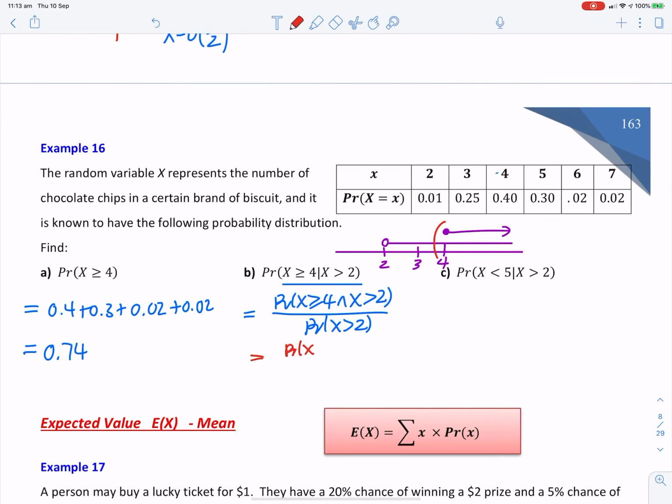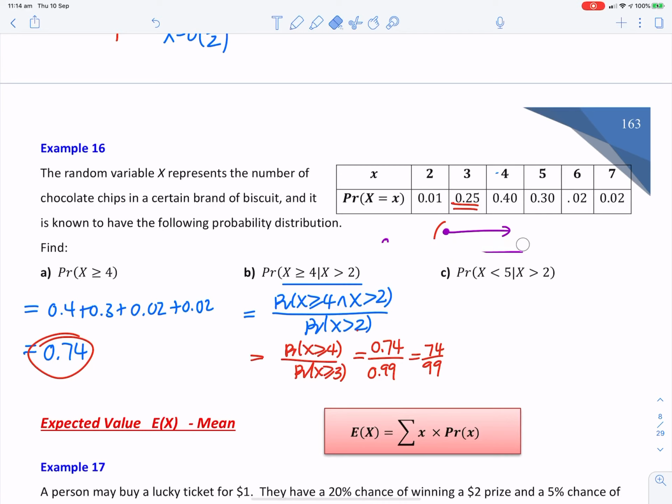For x is greater than or equal to 4, greater than 2, we can say is the probability that x is greater than or equal to 3. Greater than or equal to 4, we know, is 0.74 from here. Greater than or equal to 3, we just add on 0.25, so we get 0.99. So we get 74 over 99.